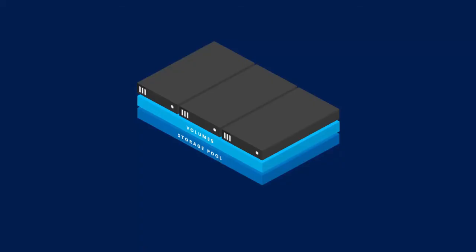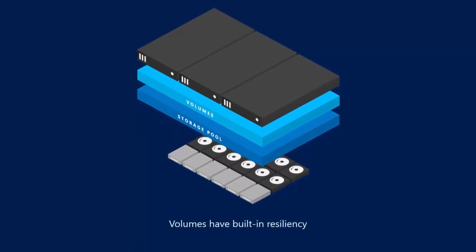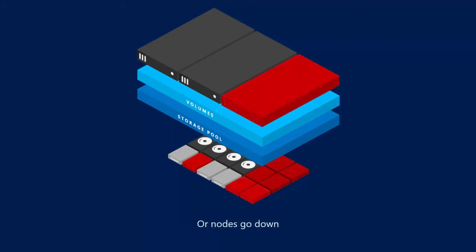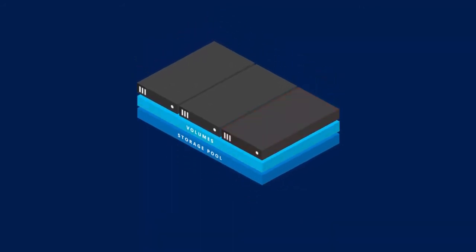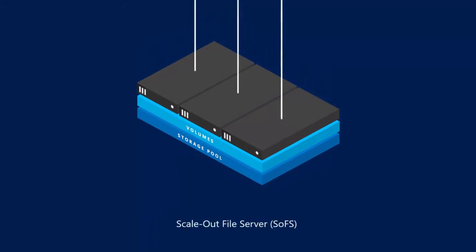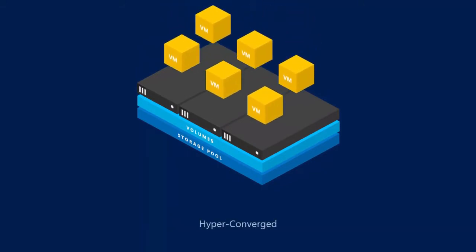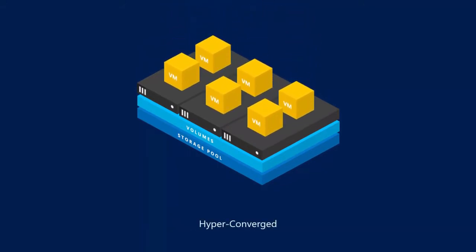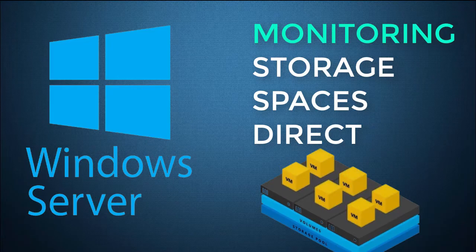More than that, these volumes have another interesting property. They have built-in fault tolerance, so that if drives fail, or even if an entire node goes offline, all data stays online and accessible. This means Storage Spaces Direct works great as a scale-out file server, or in a hyper-converged configuration where virtual machines sit directly on top of the volumes.